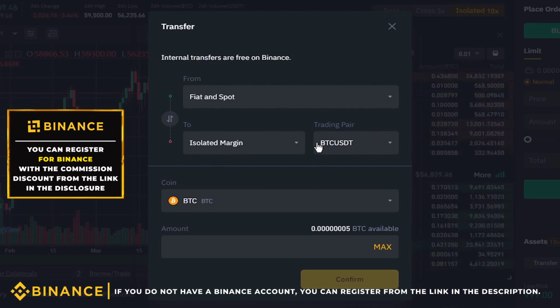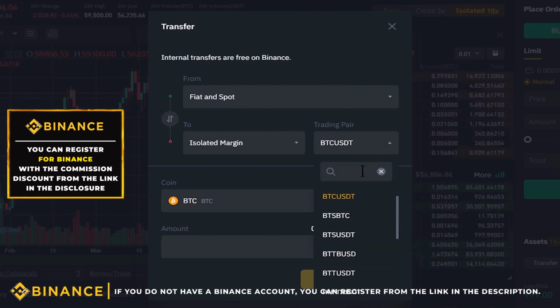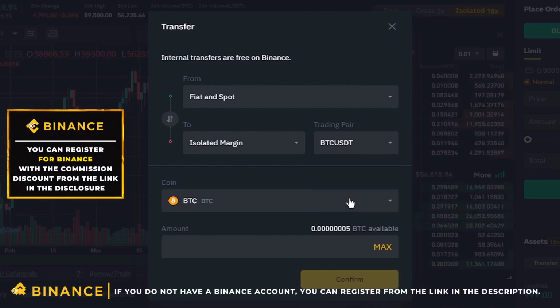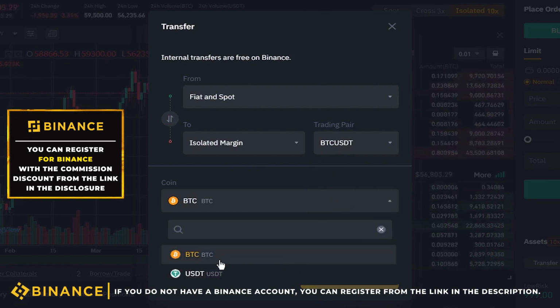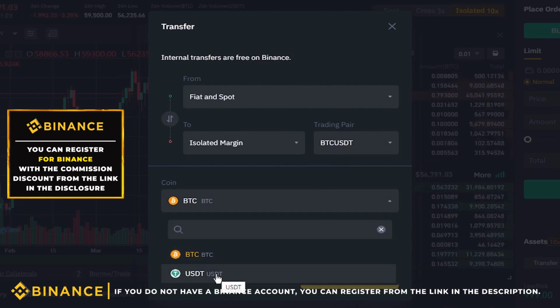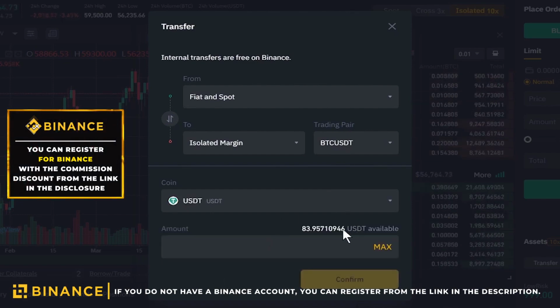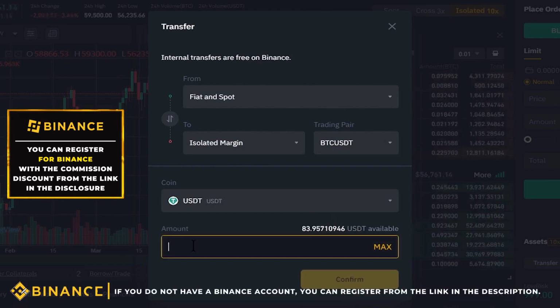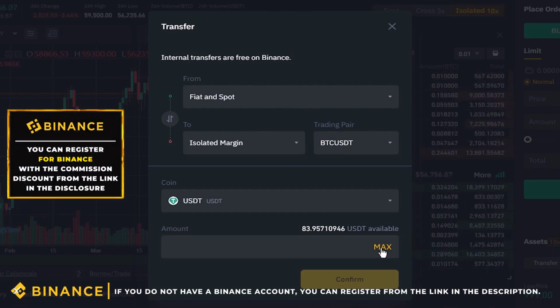Here it shows the trading pair that we have already selected. Here in the list, you can choose other trading pairs if you want. We continue with BTC USDT. Because BTC USDT is selected, here we have the two coins, BTC and USDT. I have USDT for transferring, so I select USDT. Here it shows how much USDT I have available to transfer. You can enter your desired amount here, or just by clicking on Max, all the available USDT will be entered here.